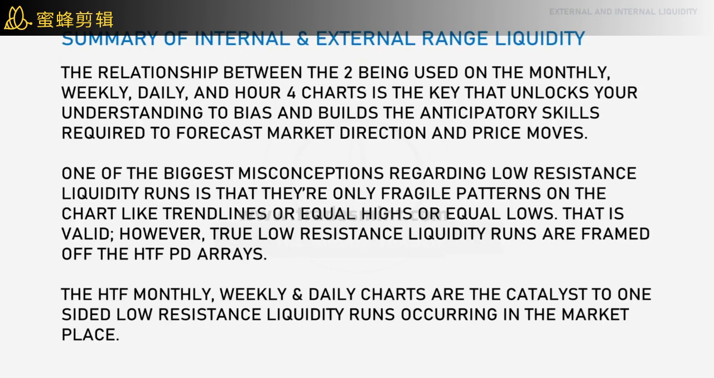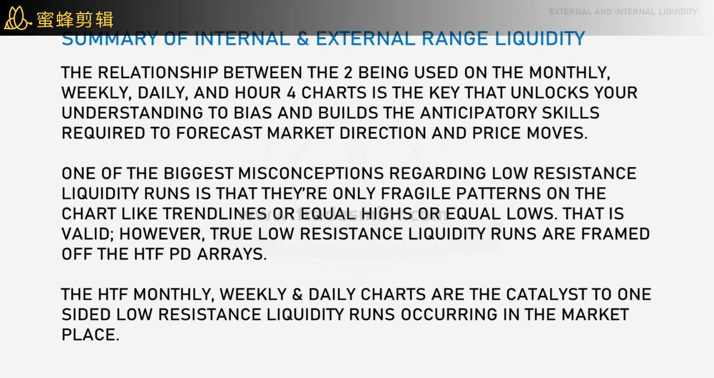So let's summarize internal to external range liquidity. The relationship between the two, used on the monthly, weekly, daily and 4-hour chart, is the key that unlocks your understanding of bias and builds the anticipatory skills required to forecast market direction and where price will most likely move.